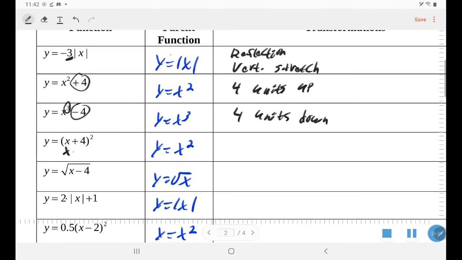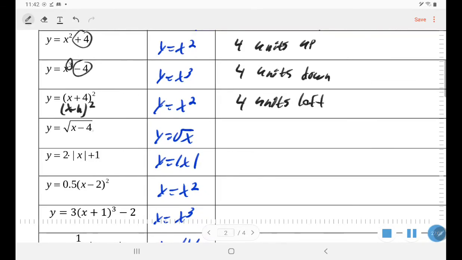Okay, here I have an x minus h squared. So it says plus, but remember h is not really 4. Negative h is 4, so h is really -4. So this is going to go 4 units left. This one again has a square root of x minus h, and negative h is -4, so h is really 4. So this is going to go 4 units right.